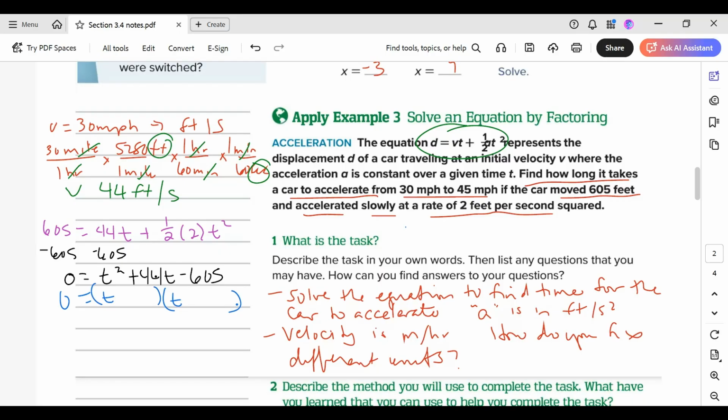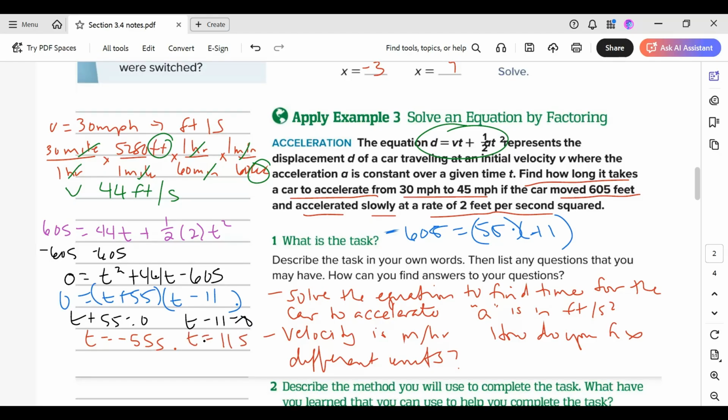605 is the same thing as saying 55 times 11. But because it's negative 605 and we need to add to positive 44, we're going to be negative 1. So I'm going to say positive 55, negative 11. We set each piece equal to 0. So I see t plus 55 equal to 0, t minus 11 equal to 0. The first one tells us time is equal to negative 55 seconds. The second one tells us time is equal to 11 seconds.